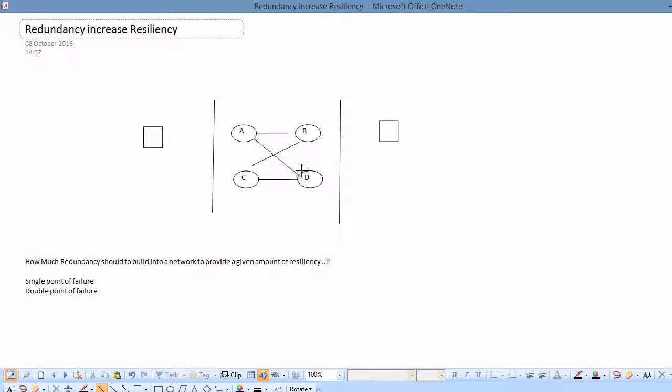In this way, what we are doing is increasing the redundancy because we want to increase the resiliency. So redundancy goes with your resiliency. The more resiliency, or the higher level of resiliency you need in a network, the more redundant you need to make your network.